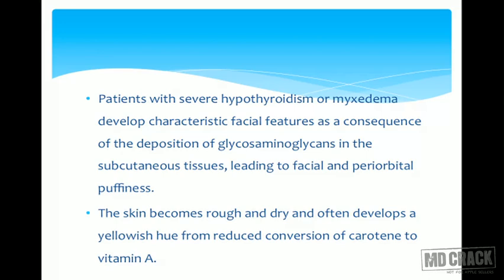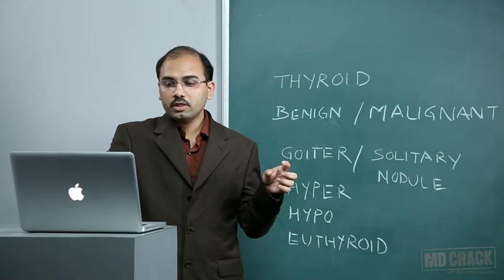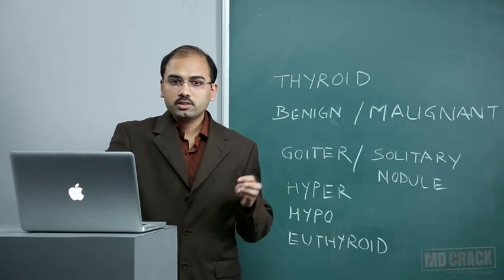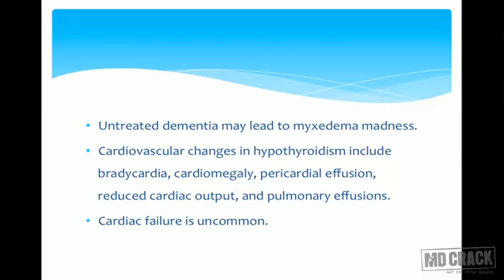Patients with severe hypothyroidism or myxedema may develop characteristic facial features as a consequence of deposition of glycosaminoglycans in the subcutaneous tissues, leading to facial and periorbital puffiness. The skin may become rough and dry, and it will often develop a yellowish hue from reduced conversion of carotene to vitamin A. So reduced conversion from carotene to vitamin A will lead to the skin problem that is seen in myxedema. Untreated dementia may lead to myxedema madness.